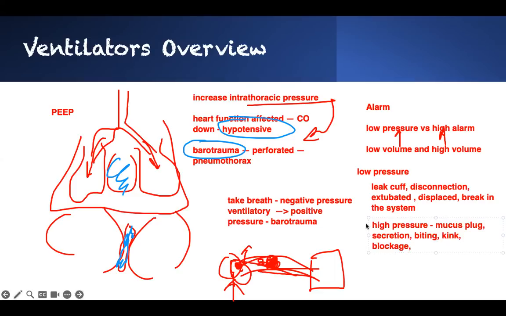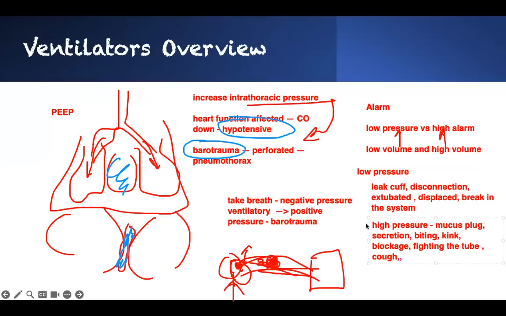Also, patients trying to get up are fighting the tube. When they're waking up, they realize that they've been intubated for so many days. They try to fight. When you're fighting the tube, you create a high pressure alarm in the system. Even a mere cough, when they cough, these are all things that can do that. Coughing can cause a high pressure alarm.